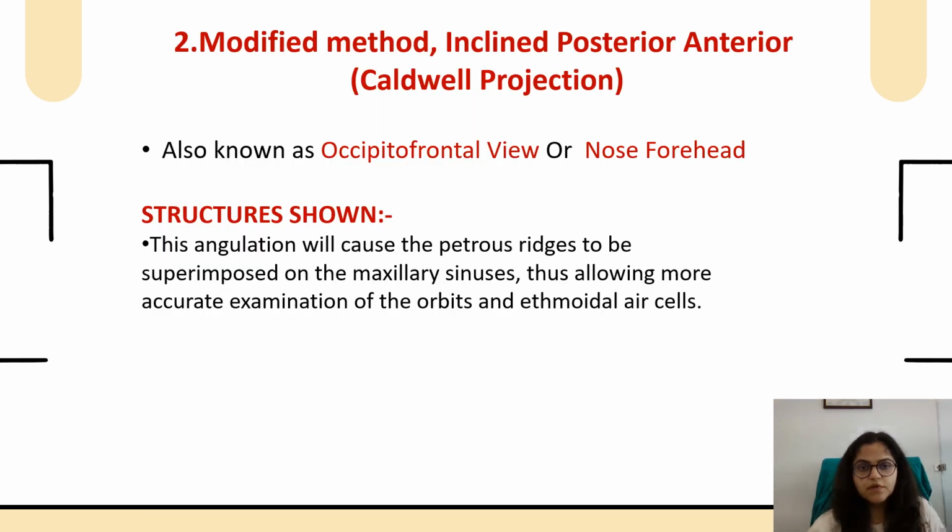Second is the modified method or inclined posterior anterior, also known as Caldwell projection. It is also known as the occipitofrontal view or the nose forward. And what all structures are shown in this Caldwell projection: because of this angulation, the petrous ridge is superimposed on the maxillary sinus, thus allowing more accurate examination of the orbit and the ethmoidal air cells.